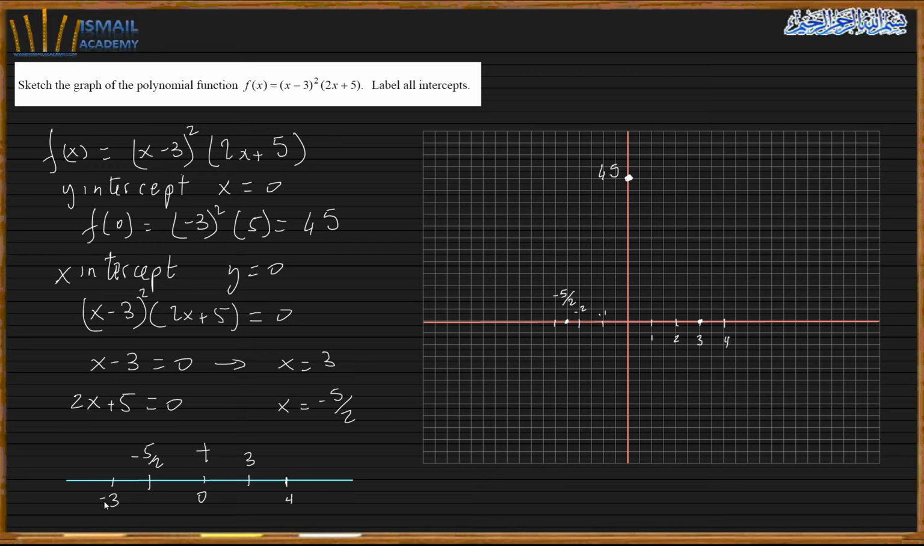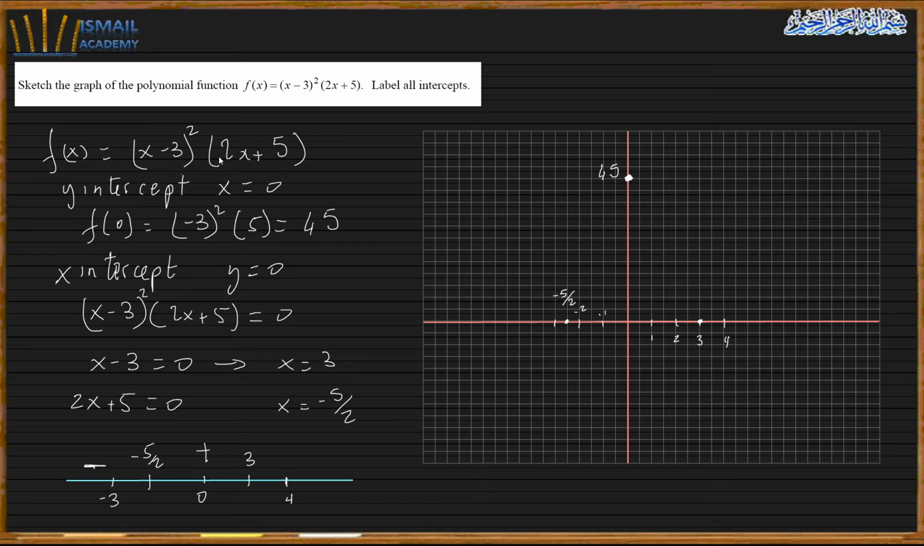If I plug in −3 here, I get 6, which is positive. This is going to be negative. Positive times negative is negative. That means here will be negative. If I plug in 4 here, this is going to be positive because this is always squared. And here we have positive plus positive, which is positive.